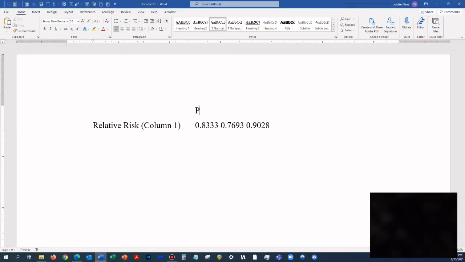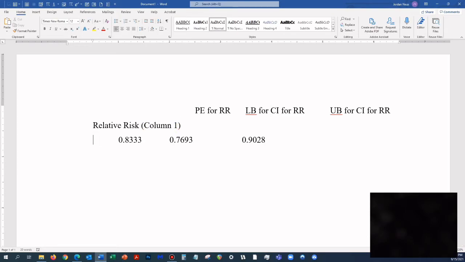So this here is the point estimate for relative risk, right? This is the lower bound of the confidence interval, right? And this here is the upper bound for the confidence interval for relative risk. So now let's look at vaccine efficacy, right? So, I put that in the wrong place. It's not easy doing this on the fly on Microsoft Word, but my viewers are worth it. Vaccine efficacy.